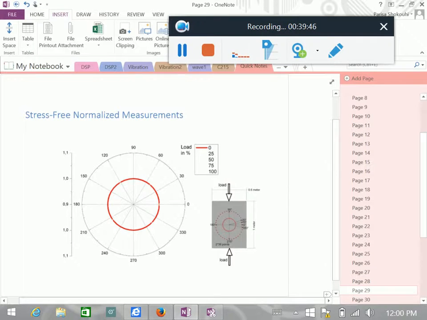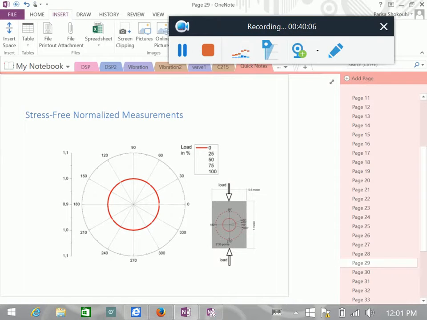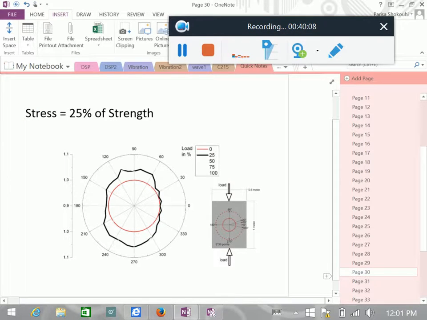So this is how, in the beginning, if we don't have any load and you normalize, you have the same velocity everywhere. That's why you see a circle. Please ask me questions if this is a little bit complicated. Since I've done it, I can answer all the questions. Now, we have started loading the sample. This is at 25%. What is happening is that the velocity along the axis of the load is increasing.